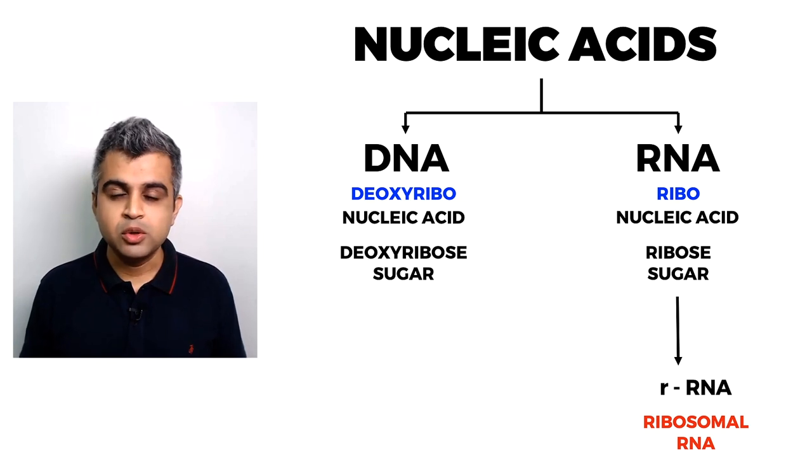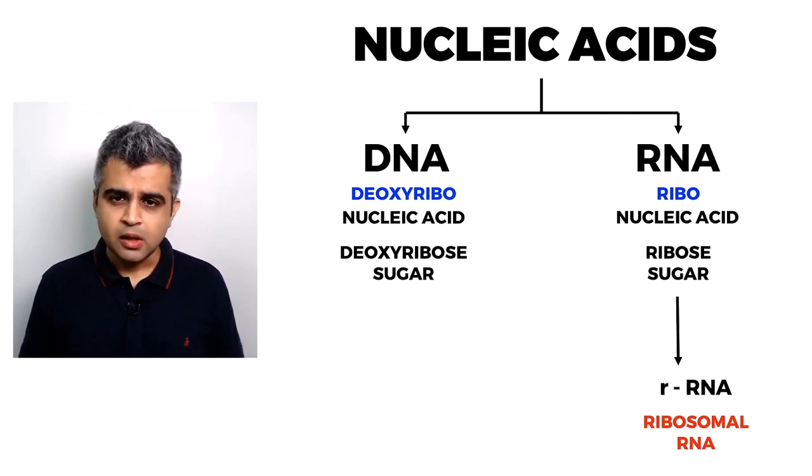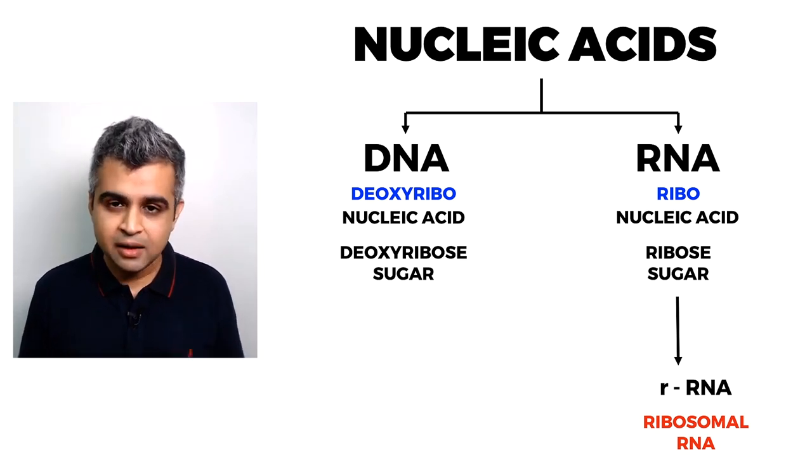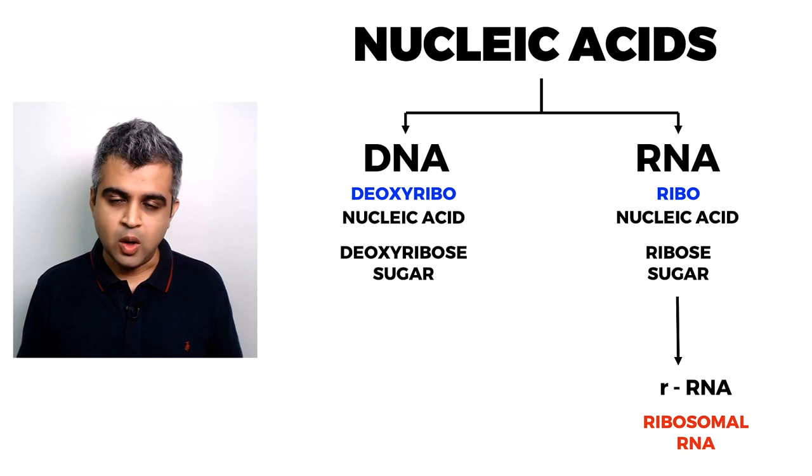So what do I want you to know about nucleic acids as far as today's lecture is concerned? The nucleus contains acids which are called nucleic acids. They are of two types. They will either be deoxyribonucleic acid or ribonucleic acid, DNA, RNA. DNA is going to have deoxyribose sugar. RNA will have ribose sugar. RNA is of three types: mRNA, tRNA, and rRNA. For our discussion, we just need to know that there is a type of RNA called rRNA, where R stands for ribosomal. So rRNA is ribosomal RNA.